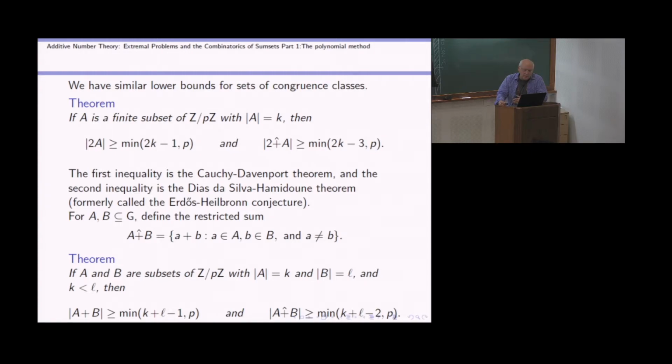And even though, so to give a flavor, this is the only thing in my talks I'm actually going to prove in detail. And I'm going to start by using this polynomial method to prove the Cauchy-Davenport theorem. So there's only one fact from algebra you need to know, which they teach in high school, which is that a polynomial in one variable with coefficients in a field of degree k has at most k roots. That is the polynomial method.